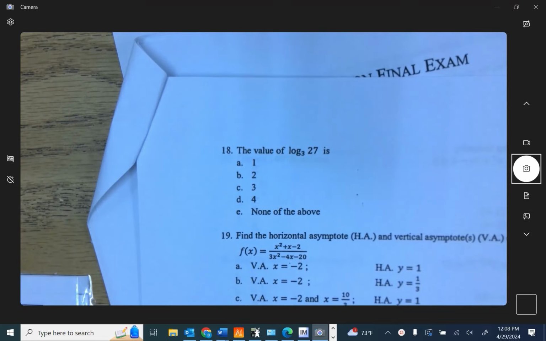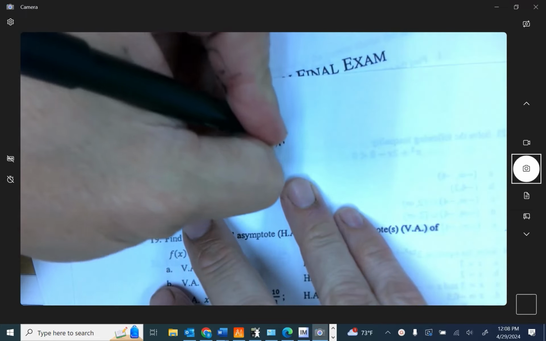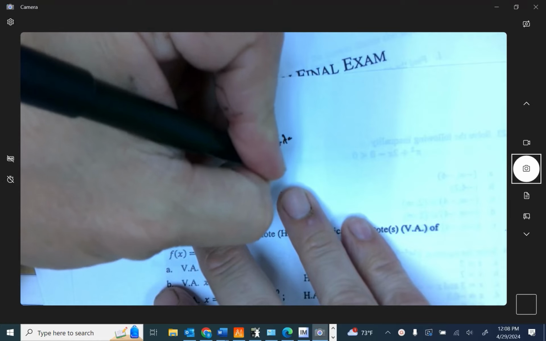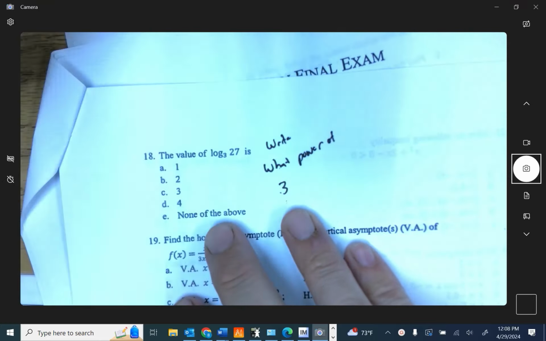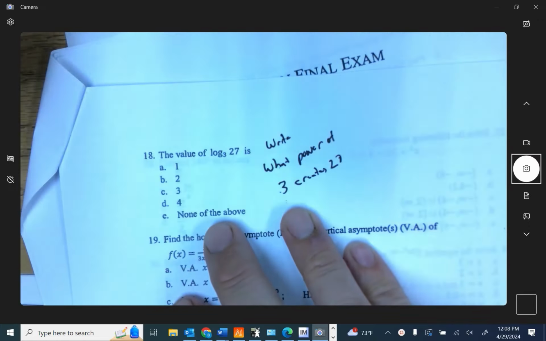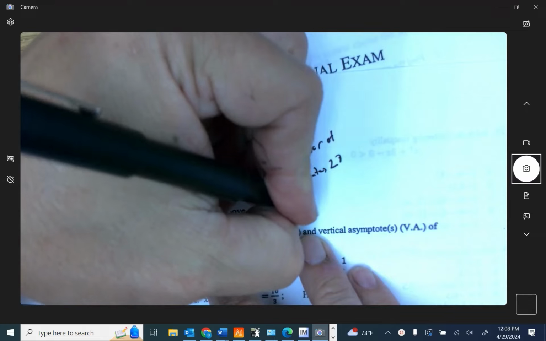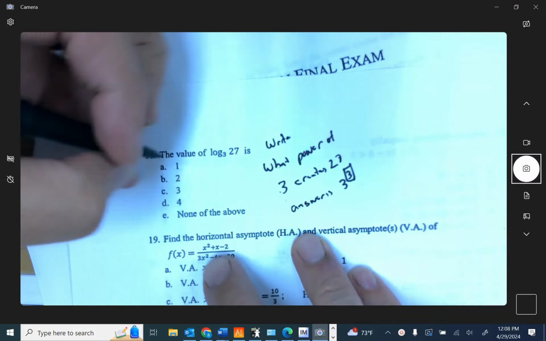The value of log base 3 of 27 is what? So perhaps you should write this: what power of 3 creates 27? And the answer is 3 cubed. That's how hard those are. A lot of kids will miss that.